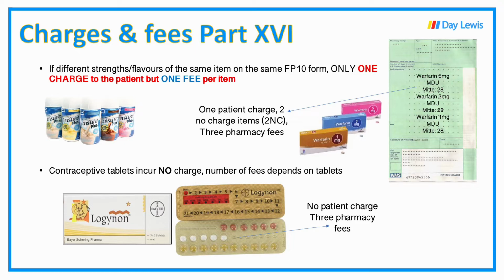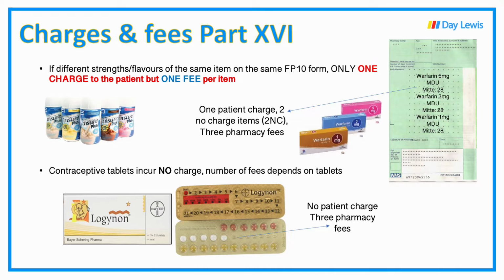This is also similar to this warfarin prescription, as you can see. So that it's all the same drug, the same formulation, just differing strengths. So here you need to think about it in terms of we're not going to charge the patient extra for making up their correct dose. Therefore, they would only need to pay 1 patient charge, but because you have had to do the work and check 3 different strengths of a drug, you would gain 3 pharmacy fees.